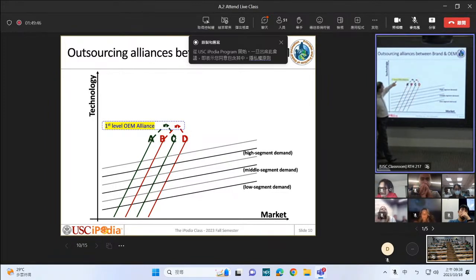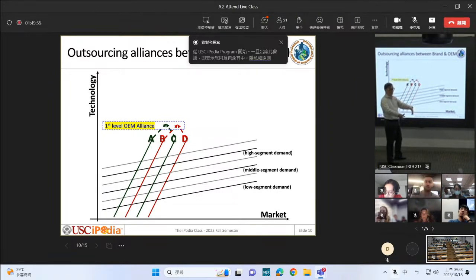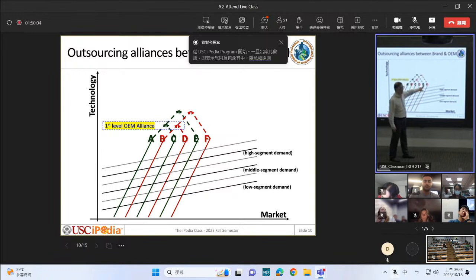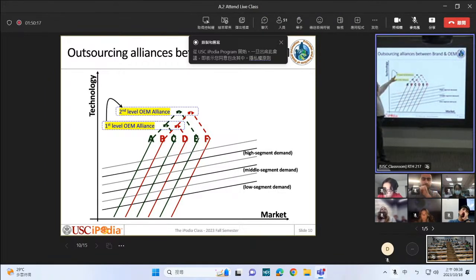So this is called the first level alliance, first layer. But as I said, the price pressure will keep coming. So sooner or later, this is not sufficient. So what you do is AC will look for E. You got it? And BD will look for F. No, I'm just giving you a conceptual structure. Certainly in the real business world, this may be more complicated. Okay, this becomes the second layer.